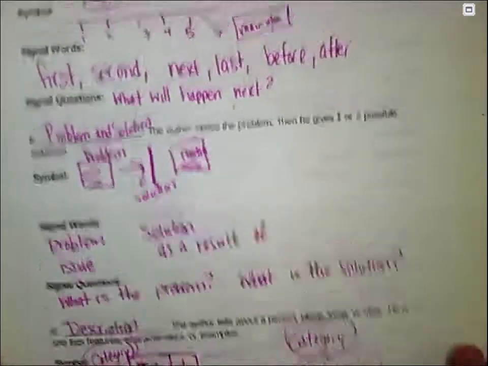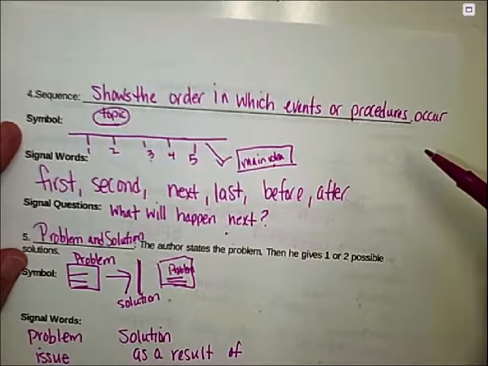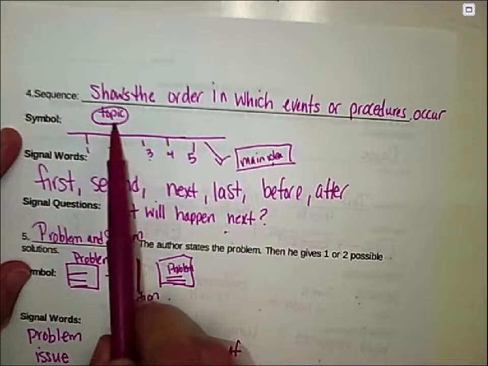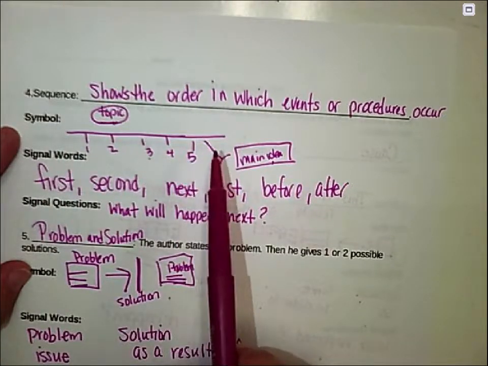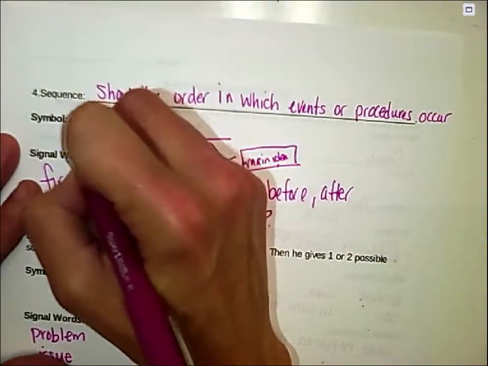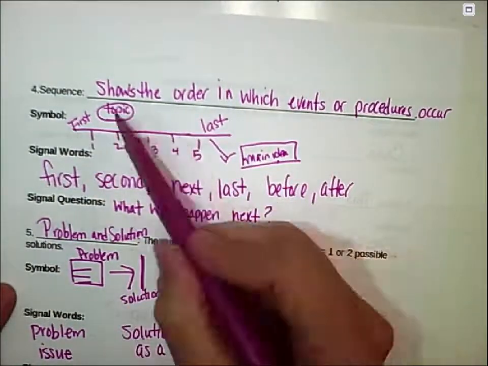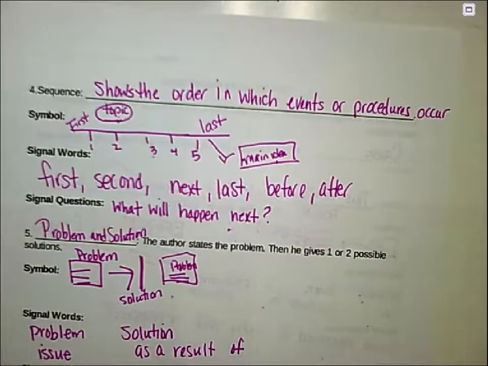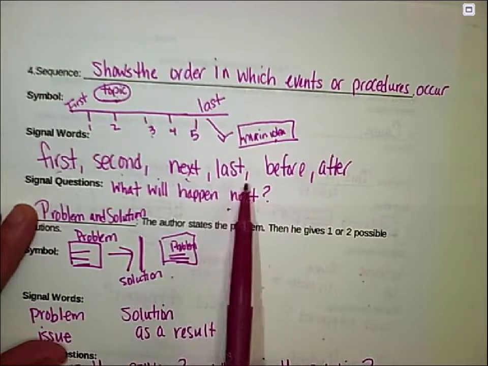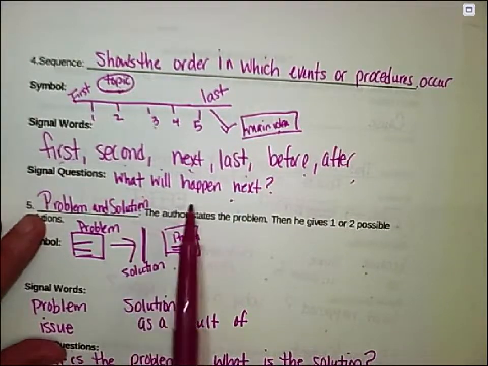Okay, so let me go over the back page just to make sure everybody understands. So number 4 was sequence, and this shows the order in which events or procedures occur. And our symbol was a topic, and then underneath it, kind of like a timeline of events that go in a specific order from first to last or last to first. I'm going to put first here. I'm going to put last. Okay, and from this topic and these events, we come up with a main idea or a central idea. Some signal words we could have would be first, second, next, last, before, after. And our signal question would be, what will happen next?